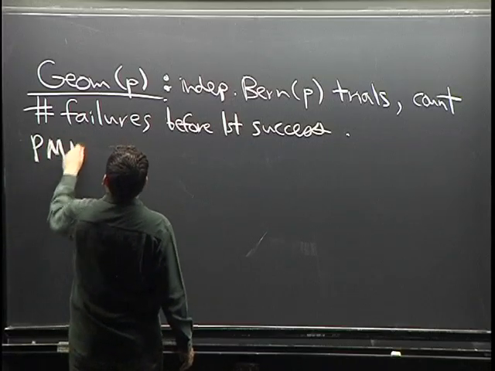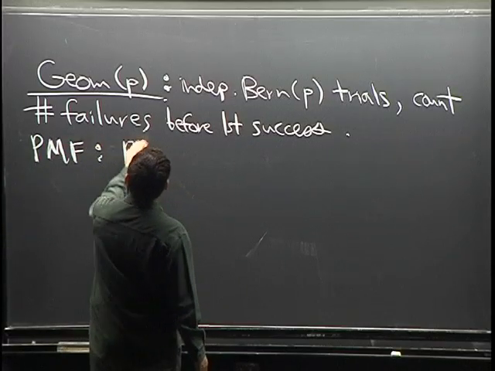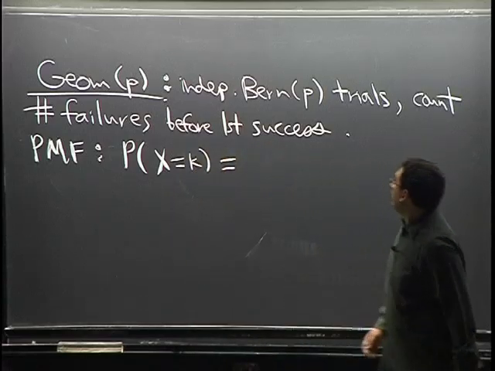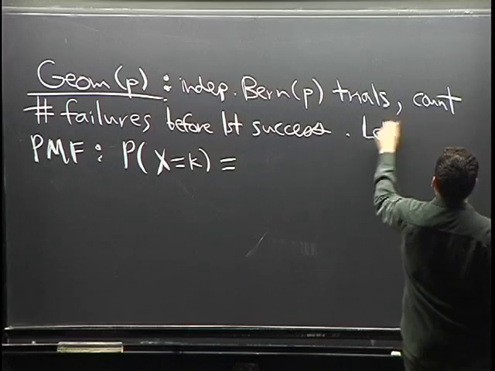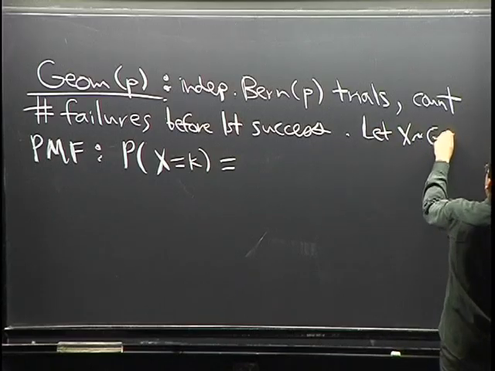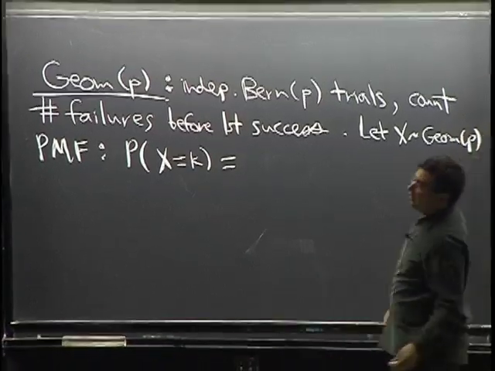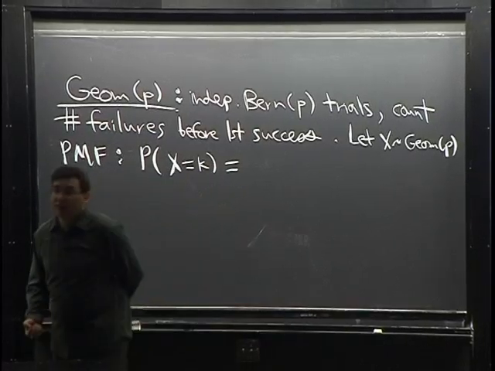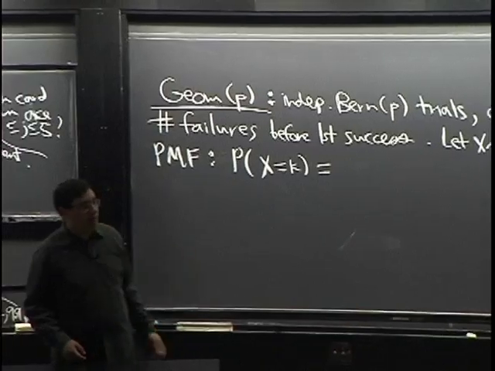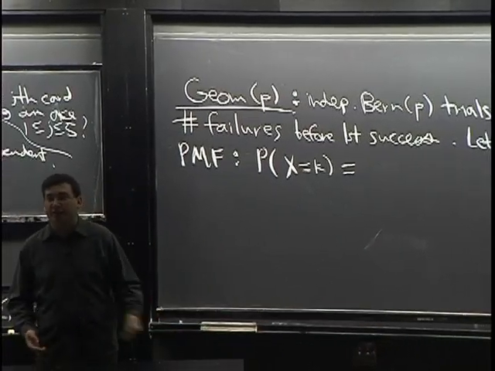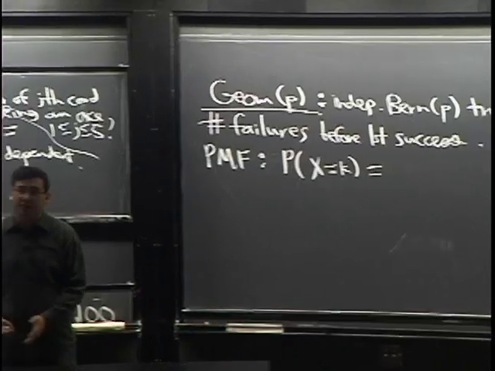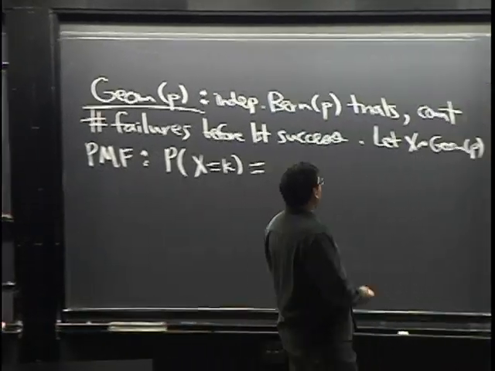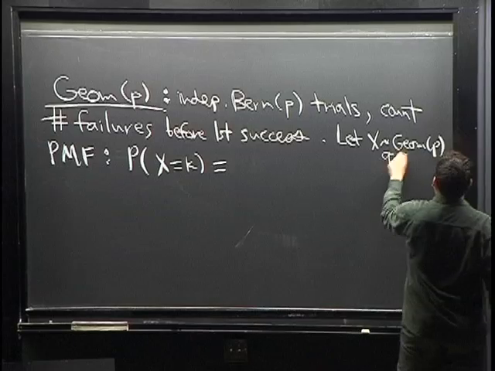So here's the PMF. The possible values are 0, 1, 2, 3, and so on. And let's let X be geometric p. So the interpretation is, unlike the binomial, in the binomial there's a fixed number of trials, n, right? And in the geometric, if at first you don't succeed, you try, and try again until eventually you succeed, and then you count how many failures you had up until that point, okay? So, and as usual, we'll let q equal 1 minus p.